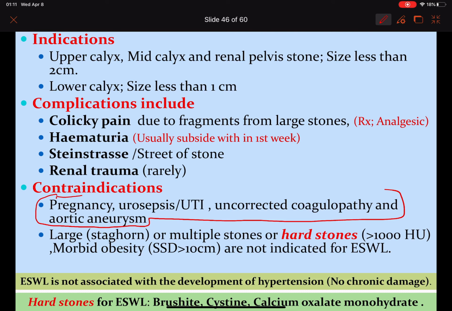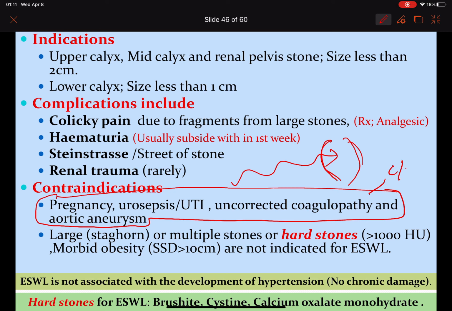But regarding this one, this is an absolute contraindication. Absolute means never do. Pregnancy, obviously: don't pass the shockwave through a pregnant lady. Urosepsis or UTI: if you break the stone in urosepsis or UTI, the UTI can lead to urosepsis and death. If the patient's coagulopathy is not corrected, minor bleeding can be converted to severe bleeding. And aortic aneurysm is a fusiform dilatation of the aorta; if the shockwave passes through, it can rupture. So these are the absolute contraindications where we never do ESWL.